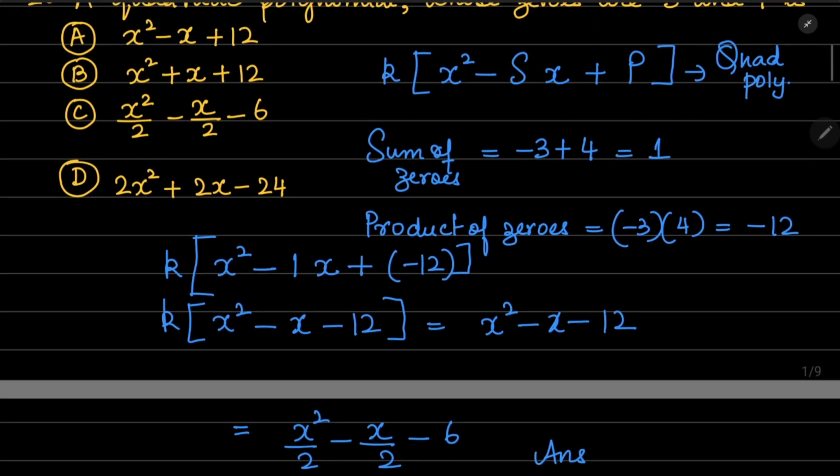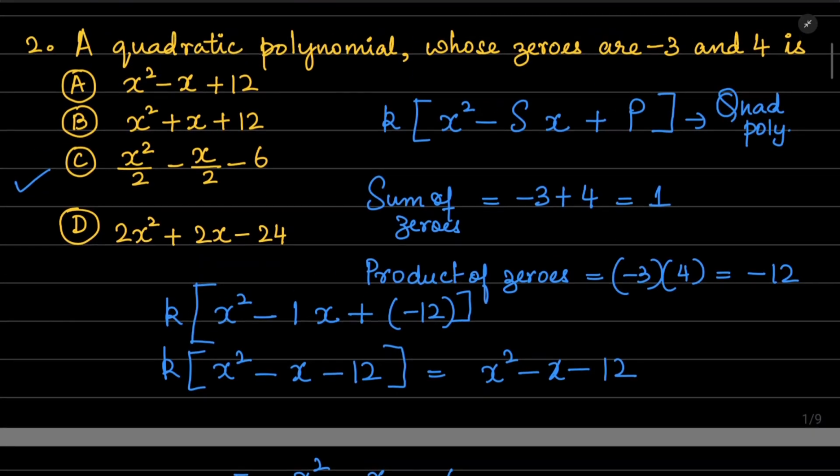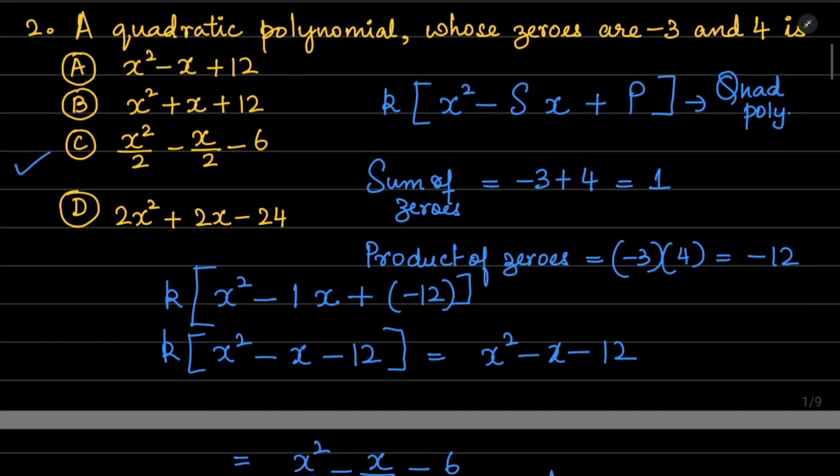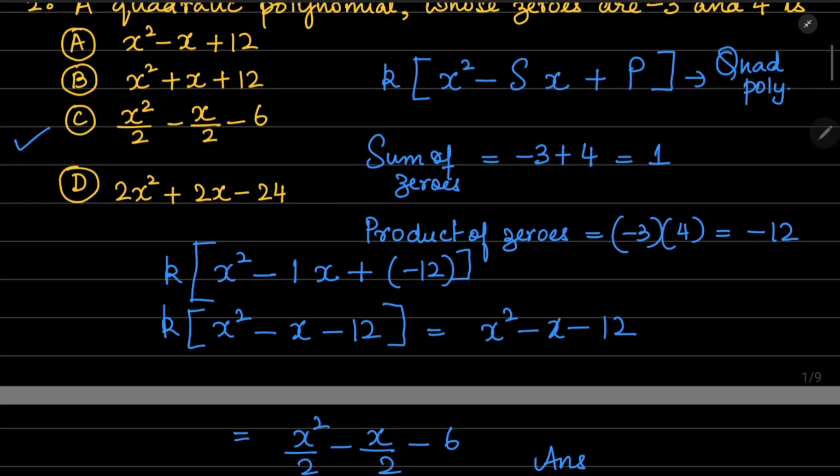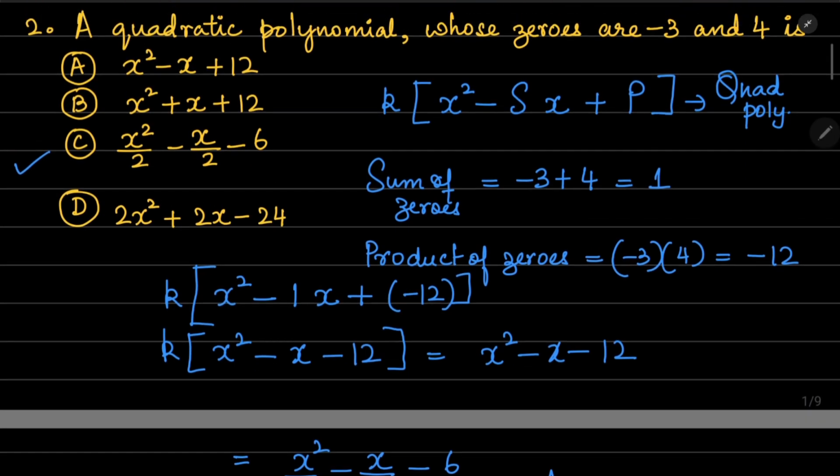And what is the option? The option is option C. Okay, x square by 2 minus x by 2 minus 6. So always make sure when you have options given, you have to match, right? So the x term also has a negative, the constant also has a negative sign. So that is applicable only in option C. Right? So I hope you understood.